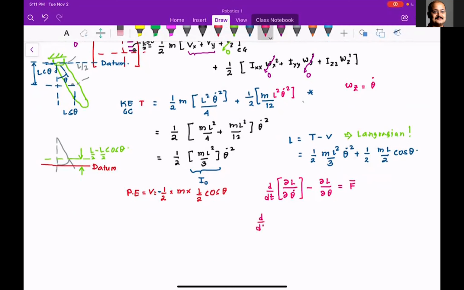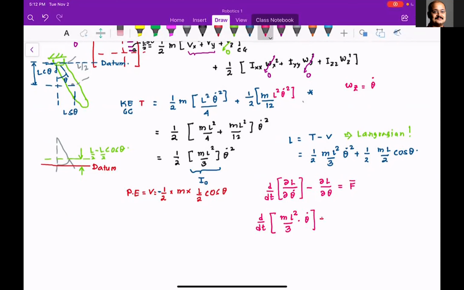So d by dt. Now what is partial? Partial means all other quantities are going to be constant. So I'm taking the partial with respect to theta dot, which means theta is constant. Cosine theta is constant. Sine theta is constant. Everyone understood? And the derivative of a constant is 0. Okay, good. So this becomes m L square by 3 theta dot. Are you with me? 2 and 1/2 cancel away. The derivative of cosine theta with respect to theta dot is 0.